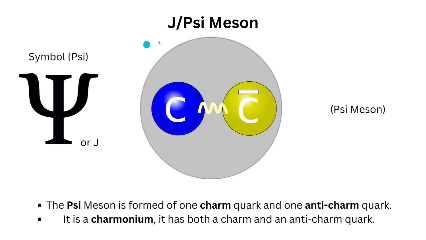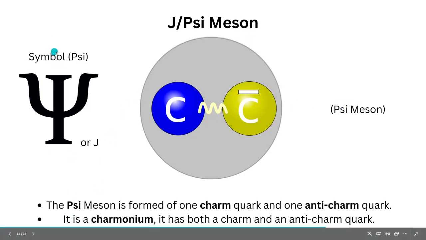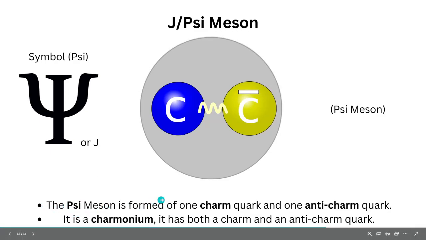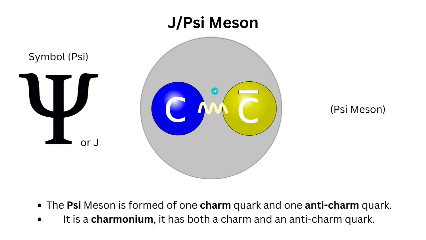Oh, yeah. Okay, J/psi meson. Its symbol is psi or J. The psi meson is formed of one charm quark and one anti-charm quark. It is a charmonium. It has both a charm and anti-charm quark. So whenever there's a pair of the same quark, say, a down quark and an anti-down quark, that's just called a quarkonium, I think, something like that.